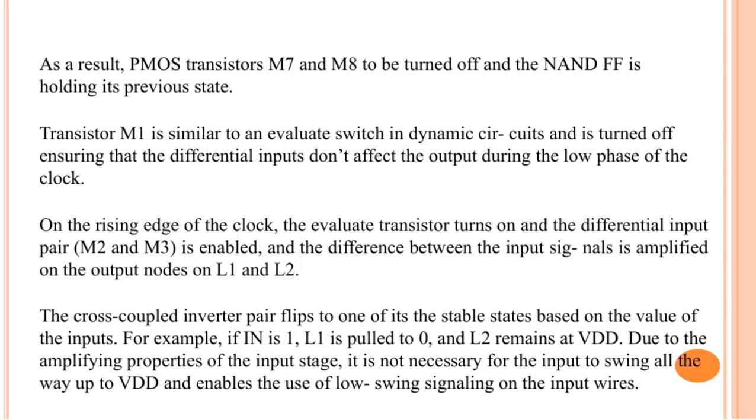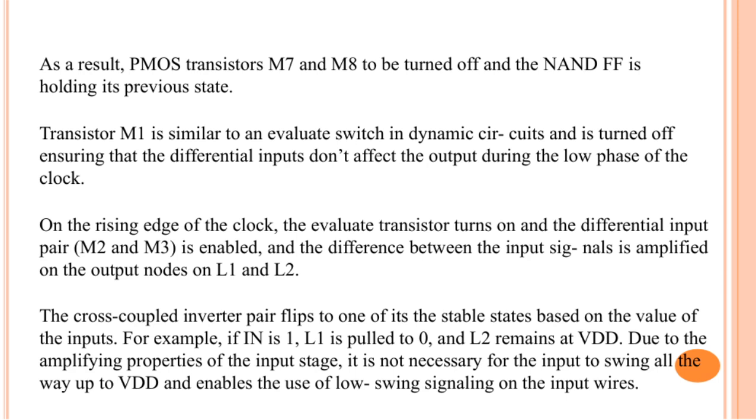Here, the PMOS transistors M7 and M8 are turned off, which means the NAND flip-flop is holding its previous state. This is important because it maintains the stored value until the next evaluation phase. Transistor M1 acts like an evaluate switch in dynamic circuits and is turned off during the low phase of the clock. This ensures that the differential inputs do not interfere with the output when the clock is low.